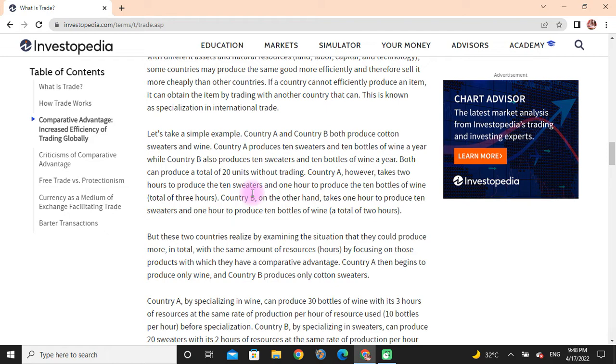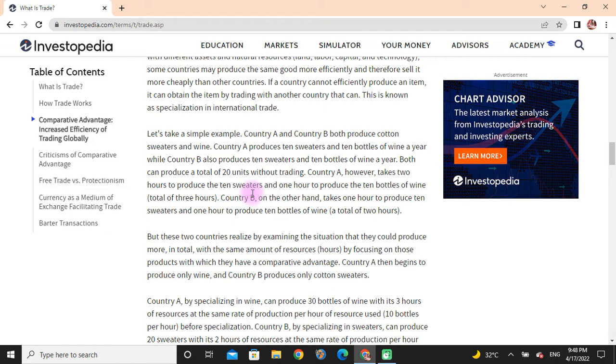Country A, however, takes 2 hours to produce 10 sweaters and 1 hour to produce 10 bottles of wine, a total of 3 hours. Country B, on the other hand, takes 1 hour to produce 10 sweaters and 1 hour to produce 10 bottles of wine, a total of 2 hours. But these countries realize, by examining the situation, that they could produce more in total with the same amount of resources by focusing on those products in which they have comparative advantages.